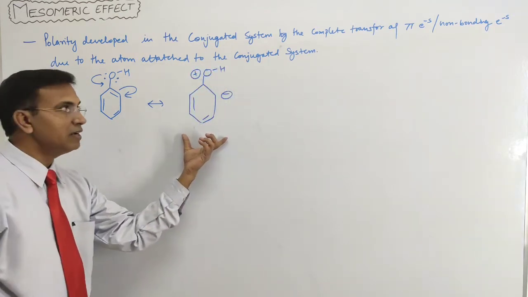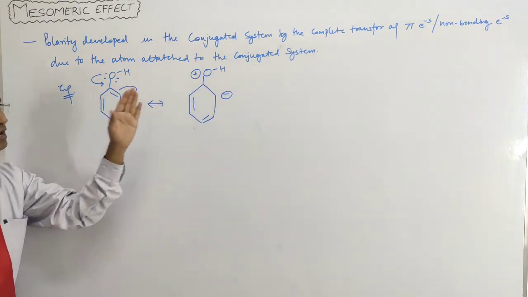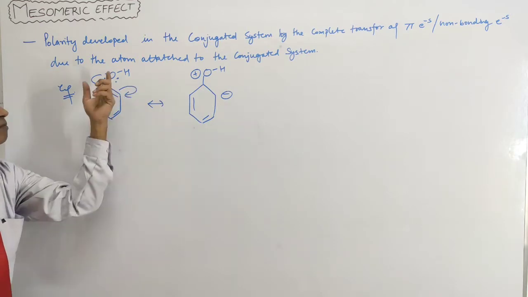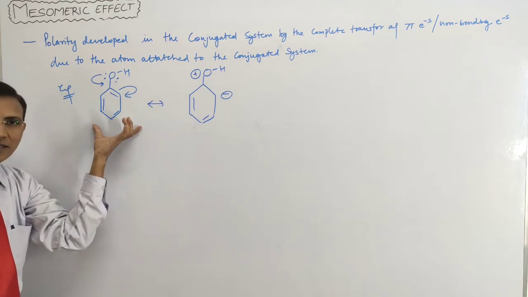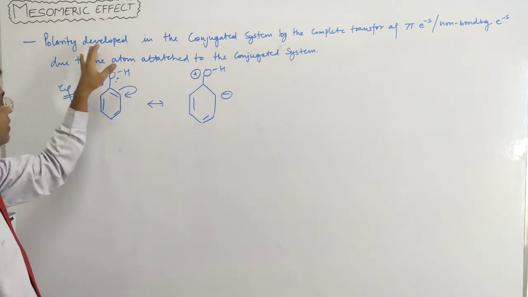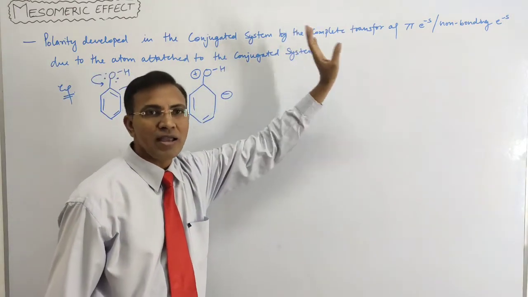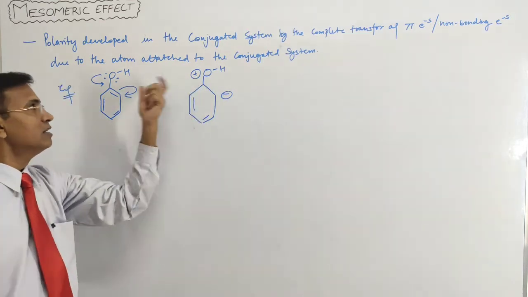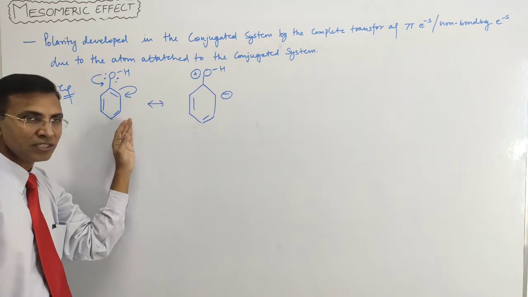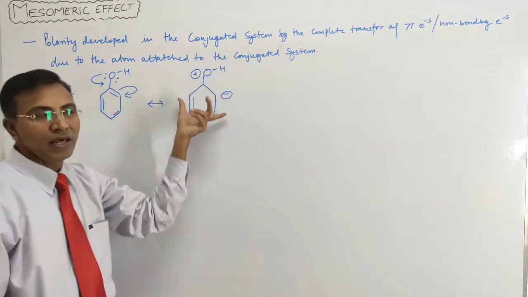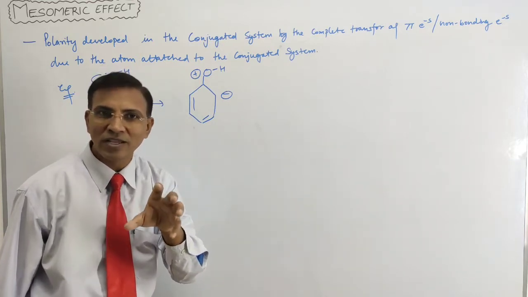So you clearly observe here the polarity develops within the conjugated system. So polarity develops because the lone pair of electrons or pi electrons delocalizes with the conjugated system. So it is the phenomena polarity developed in the conjugated system by the complete transfer of pi electrons or non-bonding electrons. So here the non-bonding electrons delocalizes benzene ring, that is the conjugated system, and because of that the polarity develops within the conjugated system. So this phenomena is called the mesomeric effect, right?